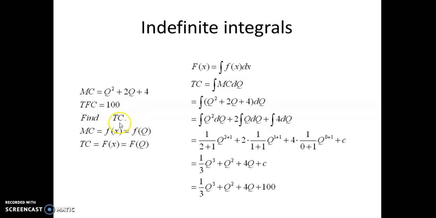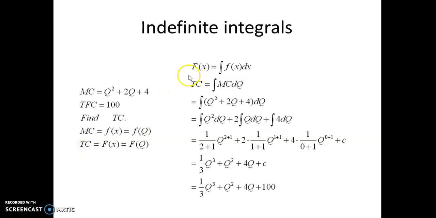You know that total cost is total fixed cost plus total variable cost, and your variable cost is a function of Q. Now, you also know that your marginal cost function, which is a function of output Q, is the first order derivative of the total cost function. And your total cost function, here it is also a function of Q. So we need to essentially use this information and obtain our total cost function.